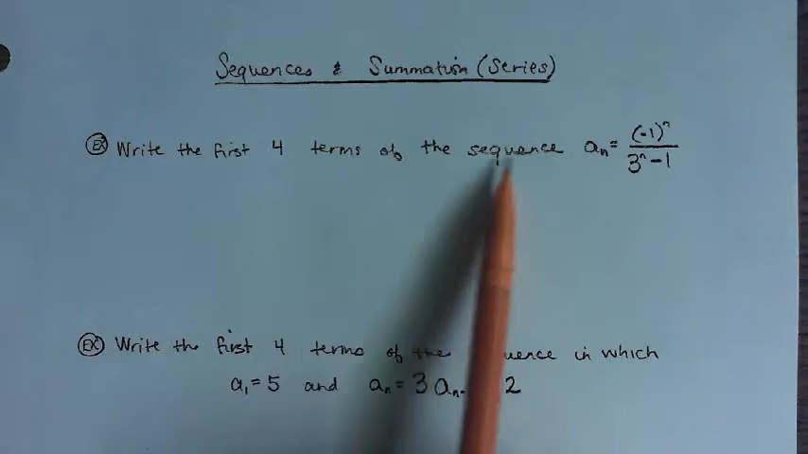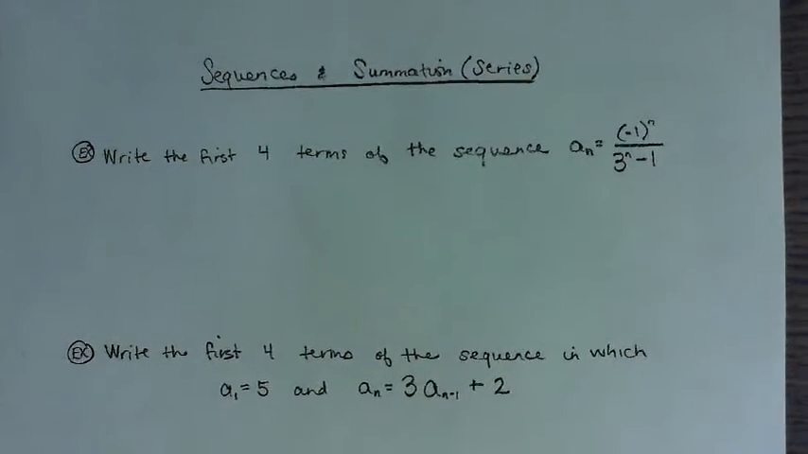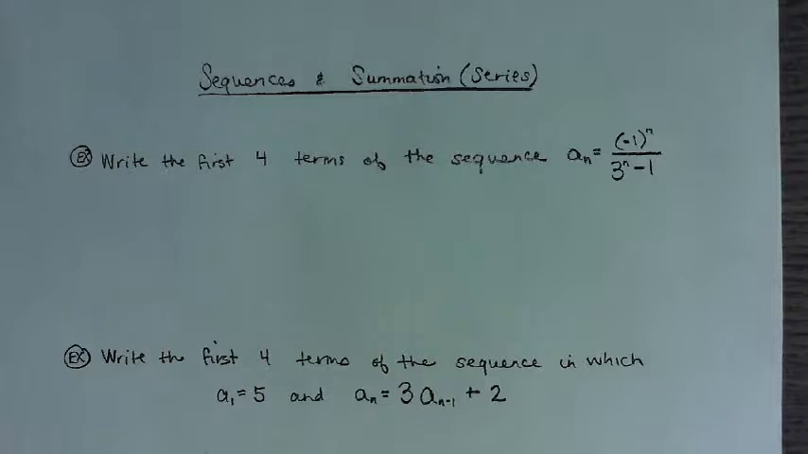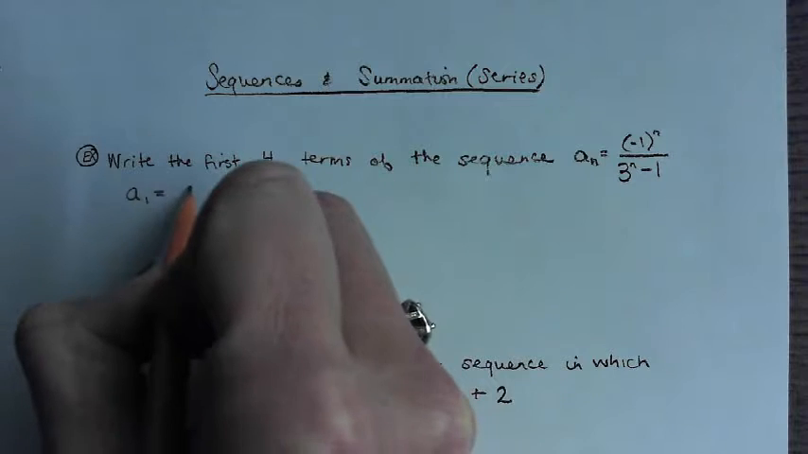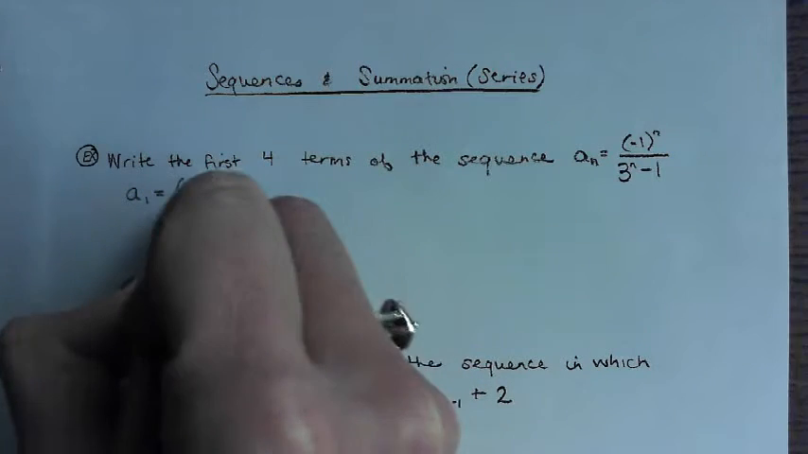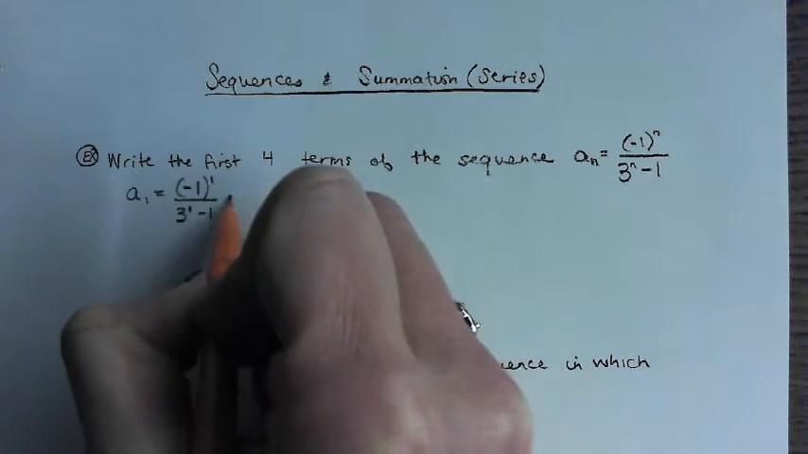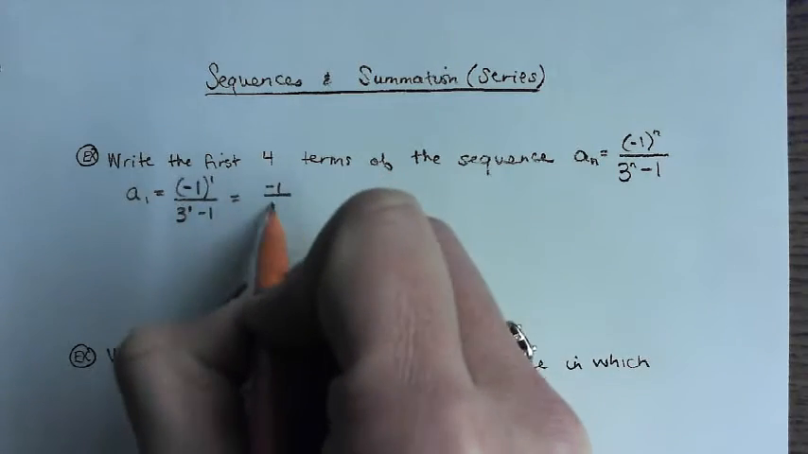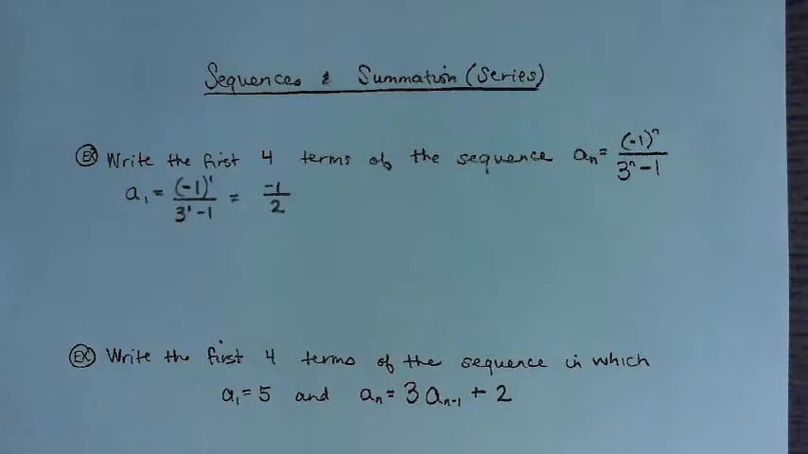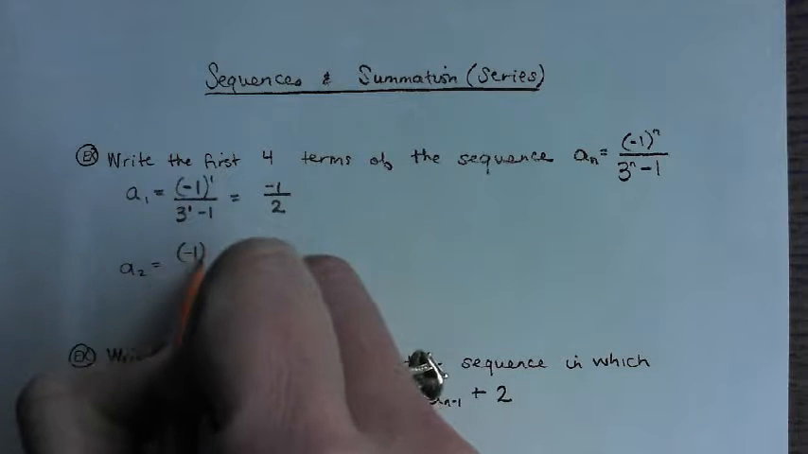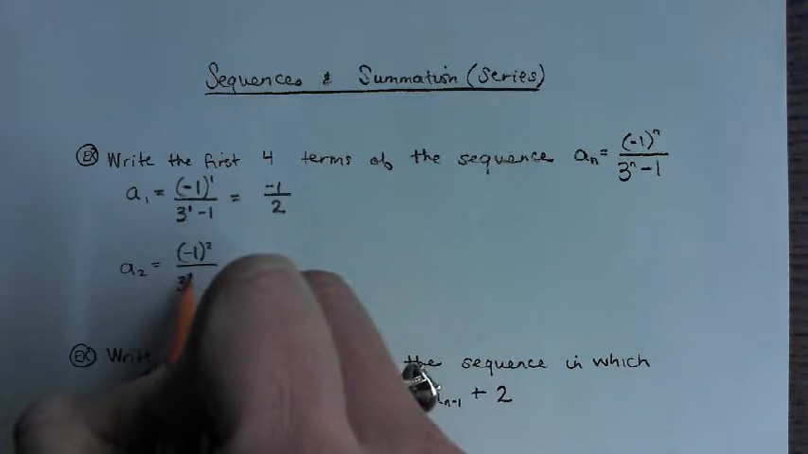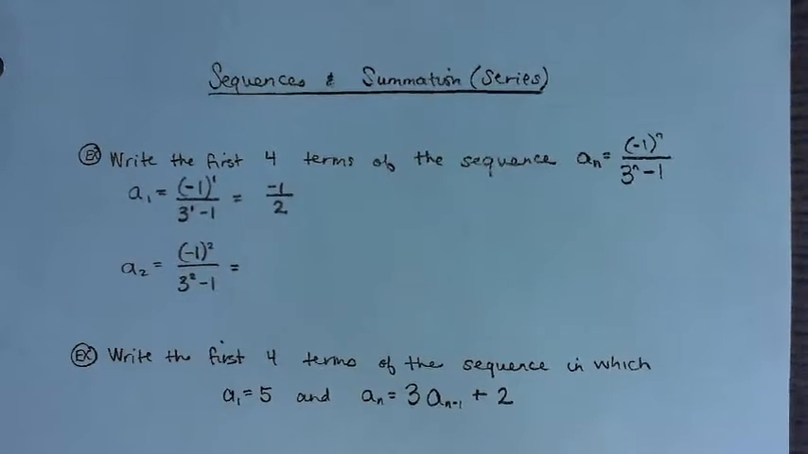Writing the first four terms of the sequence, a sub n equals this whole bit here. So a sub n just gives you whatever term you're on. So a sub 1 would be the first term, a sub 2 would be the second term, and so on. So if we want the first term, you would just plug in 1 for n. Which would be negative 1 over second term, plug in 2 for n. Just be careful of your negative being squared here.